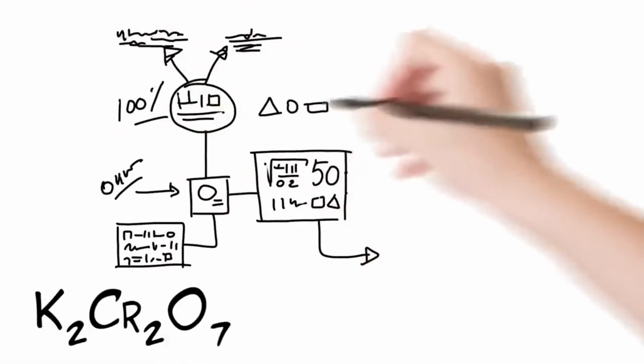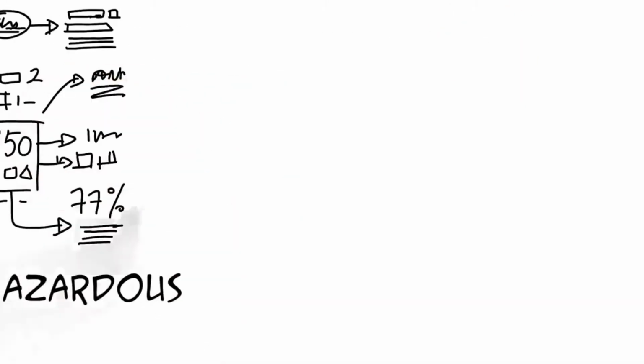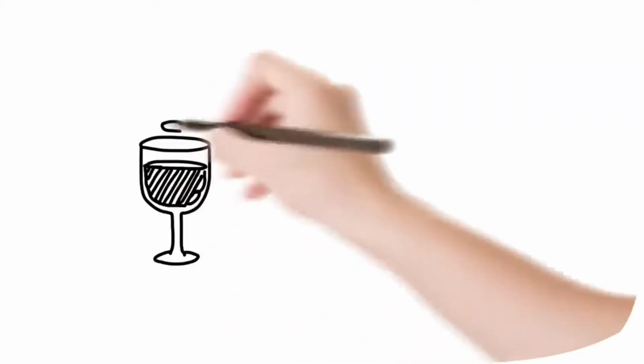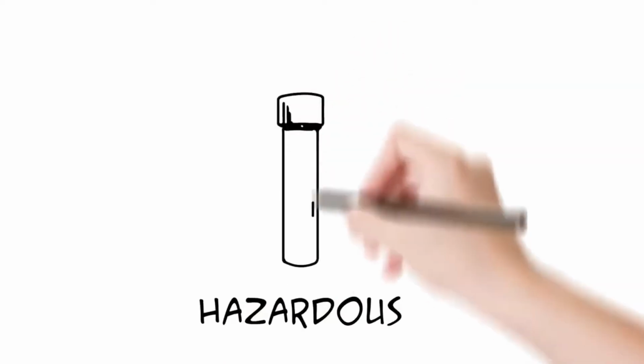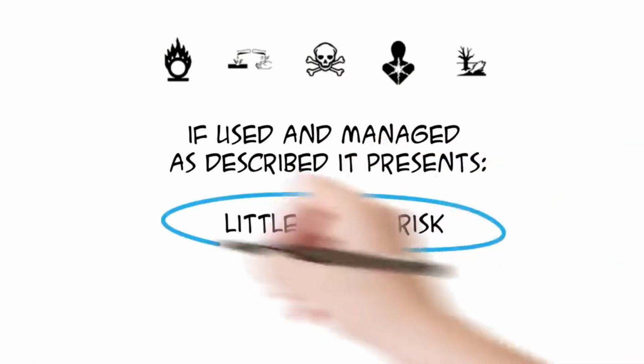First, potassium dichromate. It sounds scary, and it is indeed a hazardous substance that is both toxic and carcinogenic. It is used in some cases to analyse exhaled breath for alcohol. For this purpose, it is sealed in a tube. Therefore, although it is intrinsically a hazardous substance, if used and managed as described, it presents little or no risk to people or the environment.